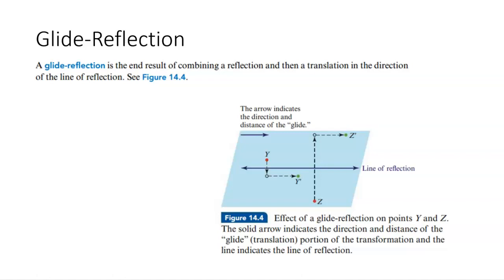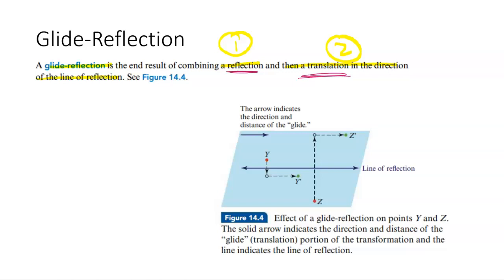Welcome back to section 14.1, and we'll continue on with our last transformation, which is a glide reflection. A glide reflection is the end result of combining a reflection and then a translation in the direction of the line of reflection. What's important to remember here is that there is an order. We want to do our reflection first and then our translation.